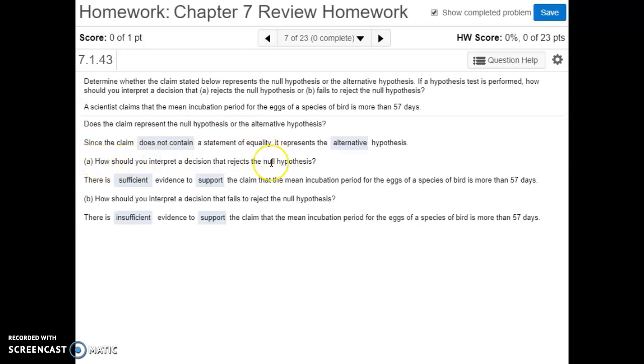Now, for a null hypothesis, we either reject it or fail to reject it. With the alternative, we're either supporting it or we don't have enough evidence to support it. So, if we reject the null hypothesis, we determine that's not true. That is because we have found there is sufficient evidence to support the alternative, which in this case is our claim. If we fail to reject the null hypothesis, that's because from our sample data, we have found there to be insufficient evidence to support the alternative, which is our claim here.